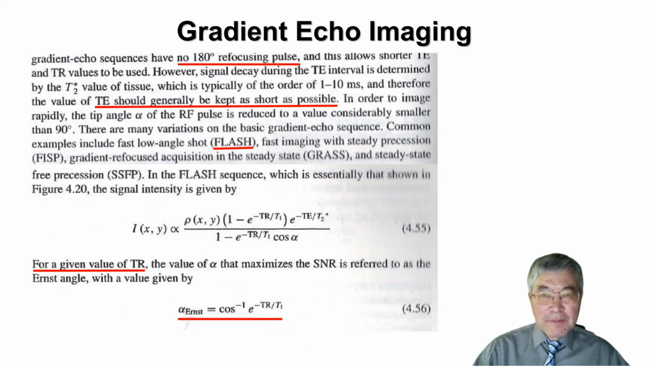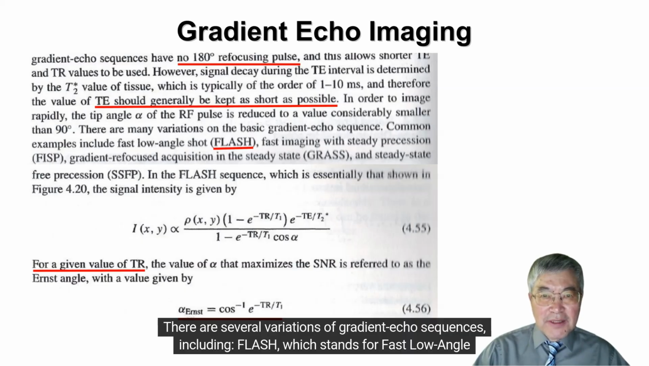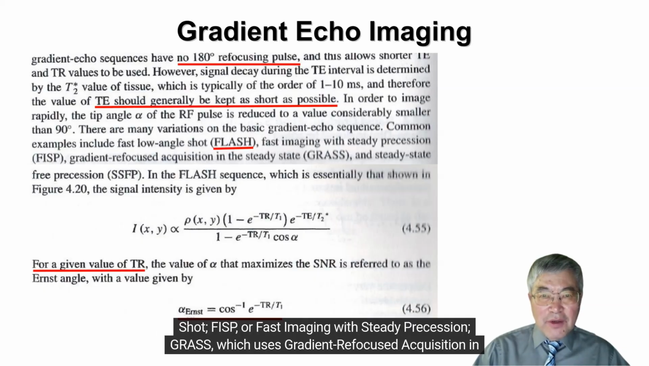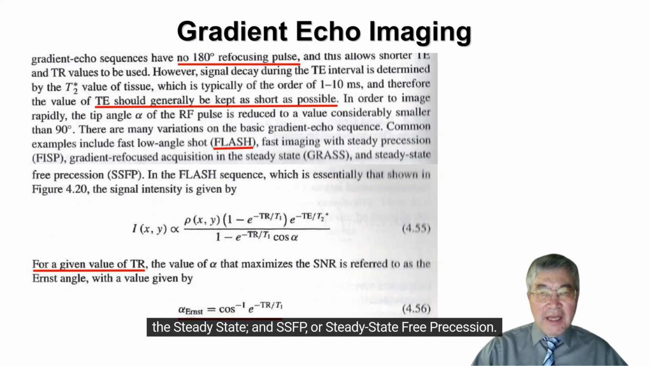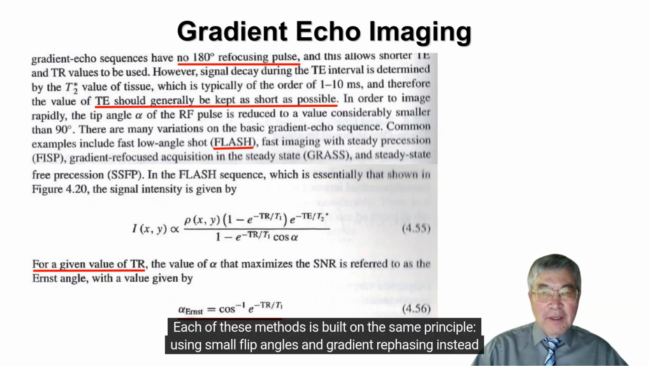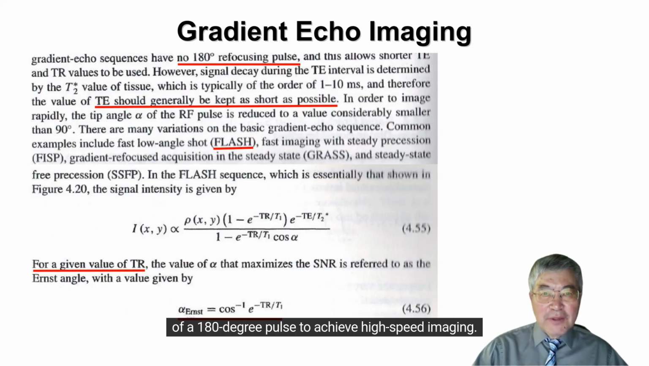a minute. There are several variations of gradient echo sequences, including FLASH, which stands for Fast Low Angle Shot, FISP, or Fast Imaging with Steady Precession, GRASS, which uses gradient refocused acquisition in the steady state, and SSFP, or Steady State Free Precession. Each of these methods is built on the same principle, using small flip angles and gradient rephasing instead of a 180-degree pulse to achieve high-speed imaging.